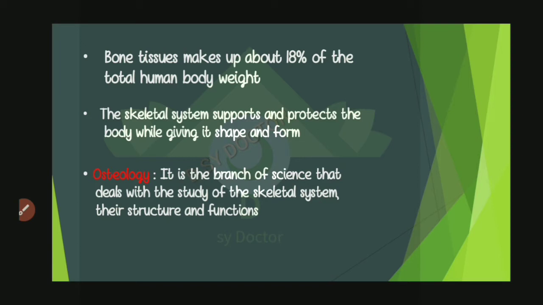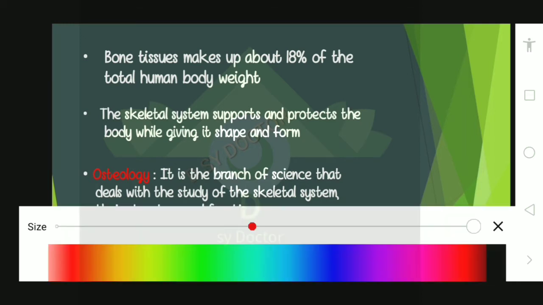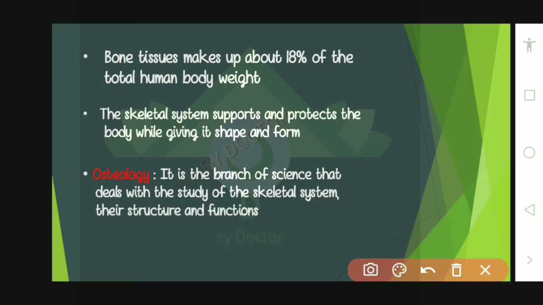A branch of science that discusses the skeletal system and its structures, components and their functions is called osteology. So this is the definition of osteology. Here you can see.